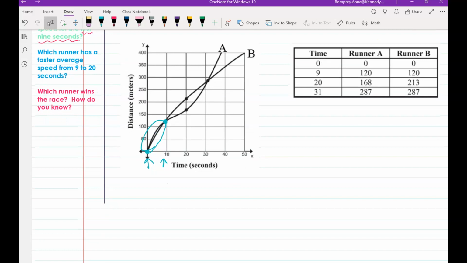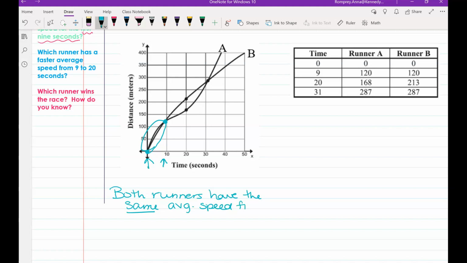Neither. They both have the same average speed for the first 9 seconds, from 0 to 9 seconds.